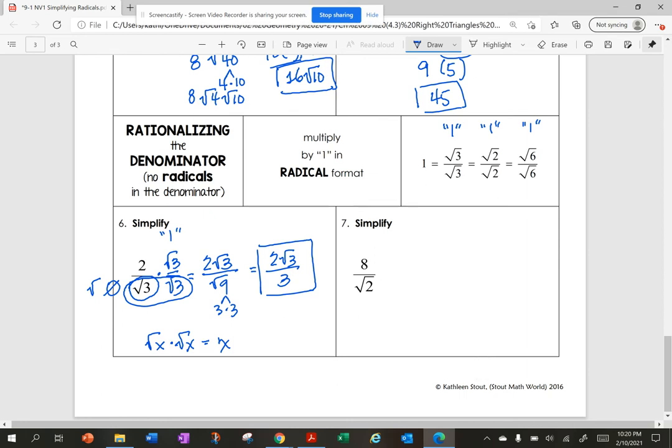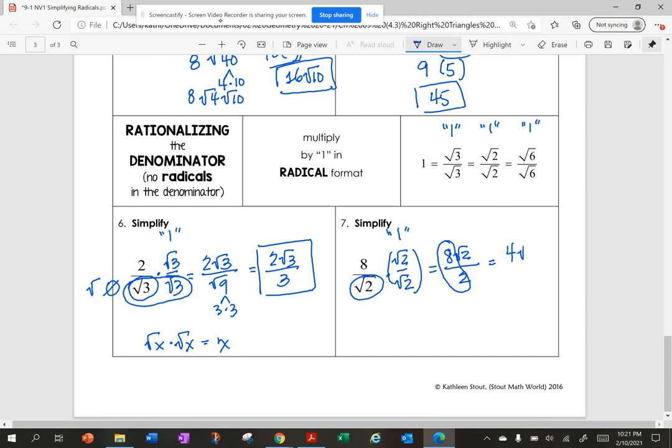So I'm looking at what's in the denominator, and I'm going to multiply times 1. And 1 looks like the square root of 2 divided by the square root of 2. So now I'm multiplying across: 8 times the square root of 2, and the square root of 2 times the square root of 2. So the square root of 2 times the square root of 2 is 2. So now I'm going to simplify 8 divided by 2. So this is 4 times the square root of 2.